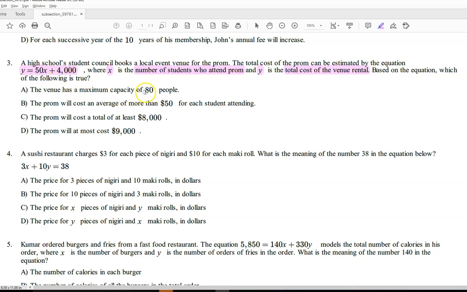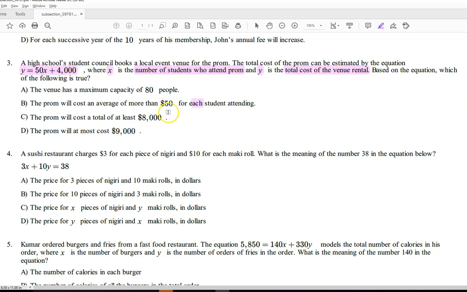The venue has a capacity of 80 people. Nothing with 80 going on in that whole equation. The prom will cost an average of more than $50 for each student attending. Each is a key word, so I'm probably coming there, but this more than $50, it just says 50, so I don't know. The prom will cost a total of $8,000. That's not anywhere in here. The prom will cost at most $9,000. That's also not anywhere in the equation. Now, why does it say more than 50? It's because of this 4,000 here. So even though it's $50 per student, there's also a $4,000 flat cost. And so that tells us it's going to be more than.